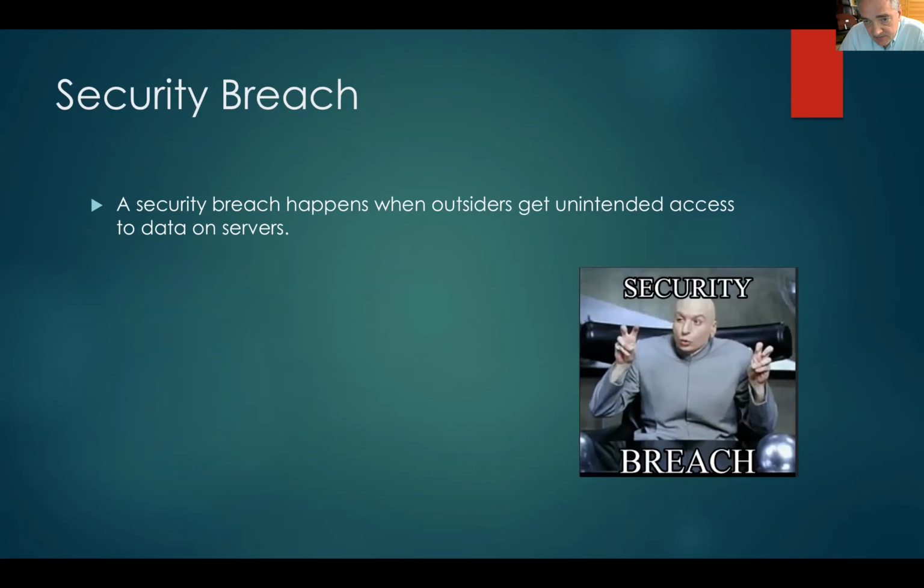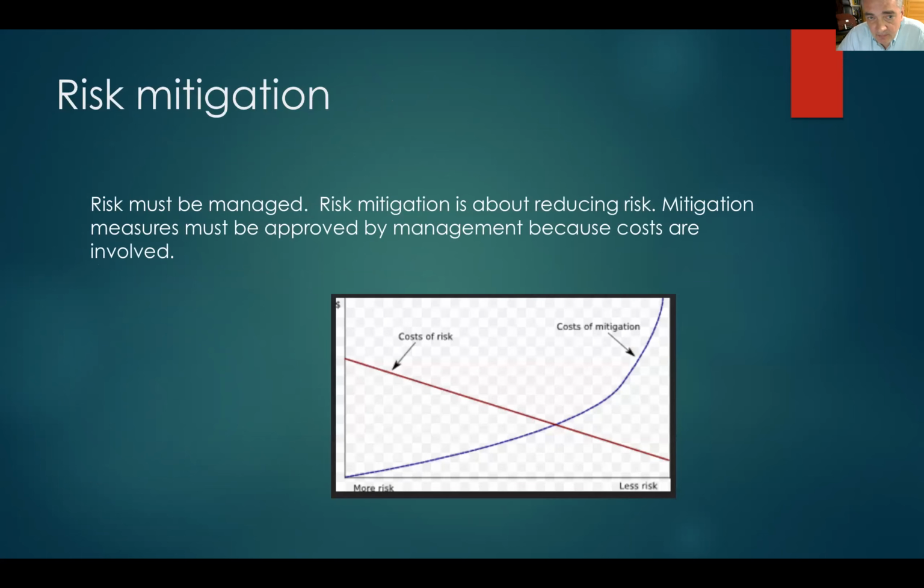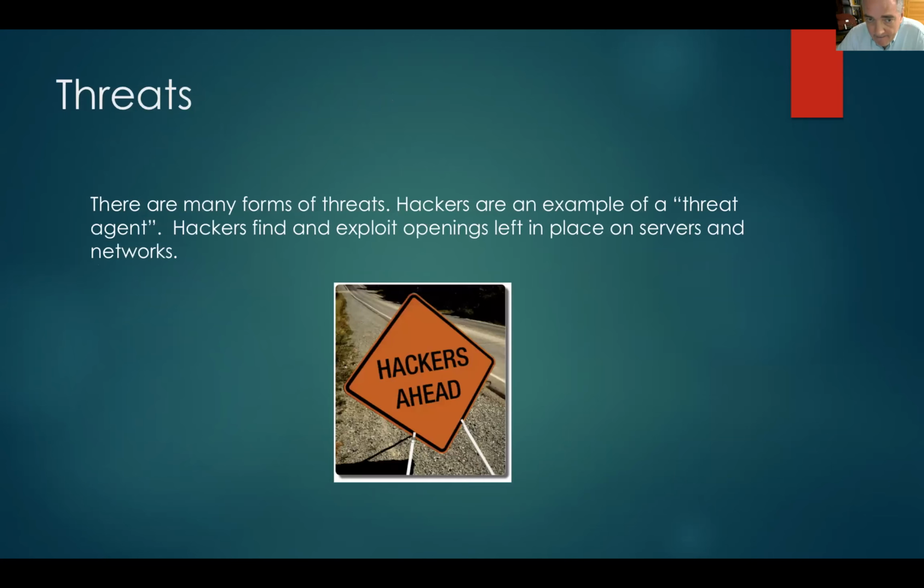First of all, the concept of security breach. A breach happens when outsiders get unintended access to data on servers. Risk must be managed. Risk mitigation is about reducing risk. Mitigation measures must be approved by management because costs are involved.